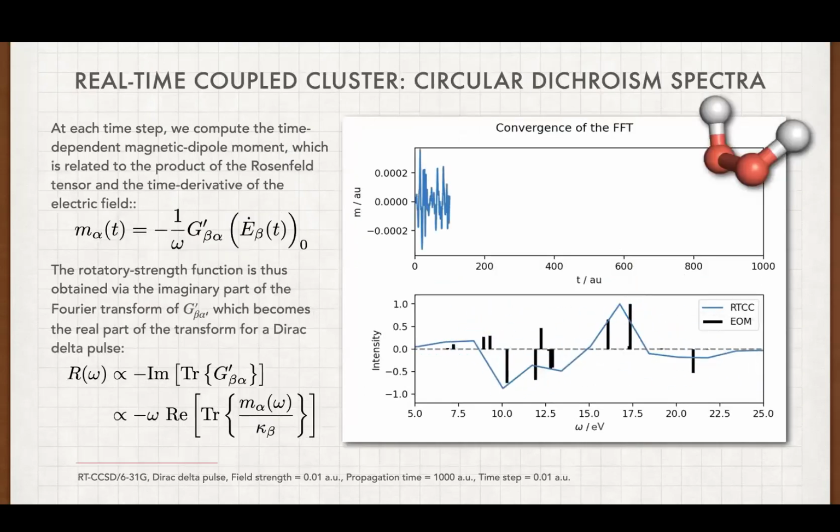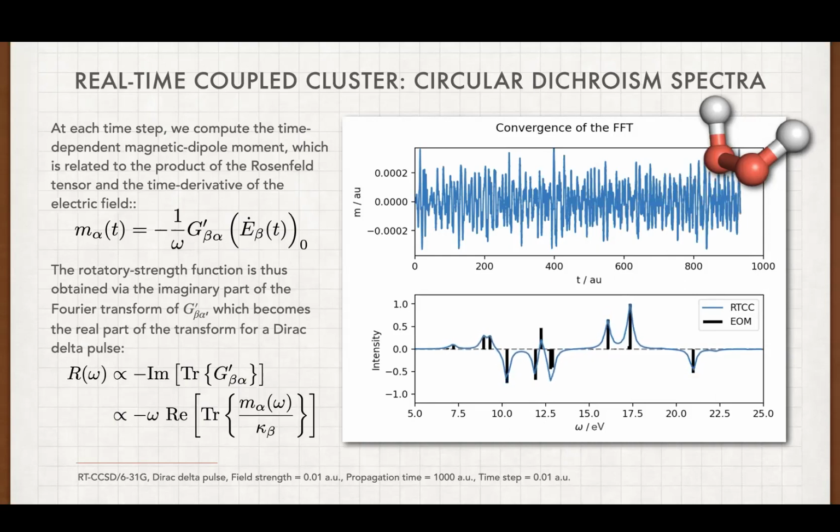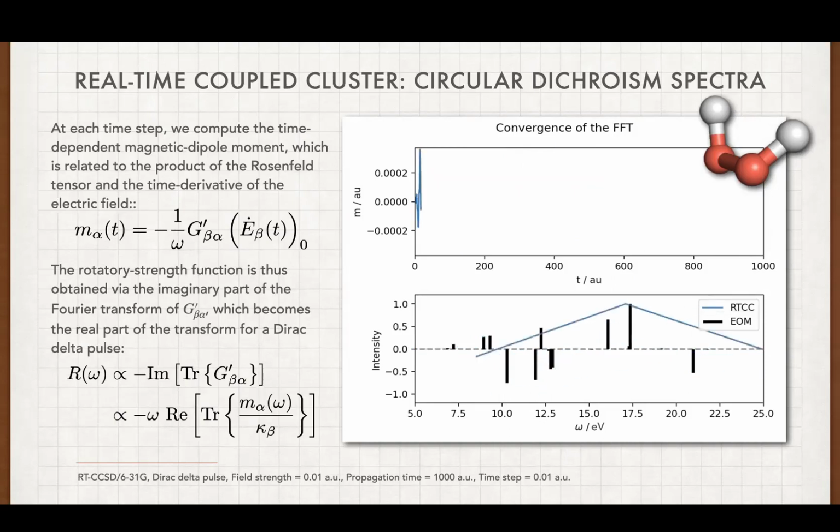You can also do circular dichroism spectra with this, because through the magnetic dipole moment, you can calculate that as a function of time. That is related to the Rosenfeld tensor multiplied by the time derivative of the electric field in this case. And if you take the real part of the trace of that resulting magnetic dipole, or I should say the result of the trace of the Rosenfeld tensor, which is pure imaginary, then you can get the circular dichroism spectrum.